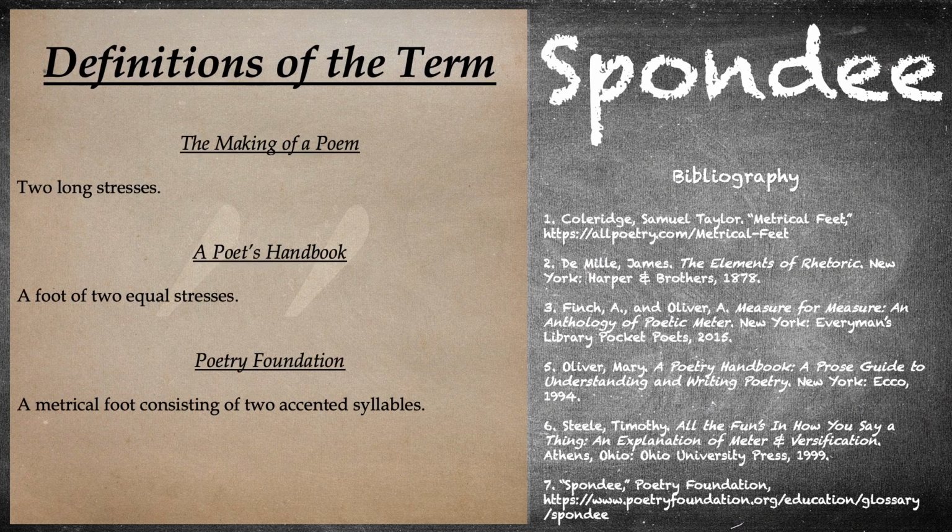Mark Strand and Eavan Boland, in their book The Making of a Poem: A Norton Anthology of Poetic Forms, define the spondee as a metrical foot with two long stresses. Next up, we have Mary Oliver in A Poet's Handbook telling us that the spondee is a foot of two equal stresses. And the Poetry Foundation defines the term spondee as, quote, a metrical foot consisting of two accented syllables.